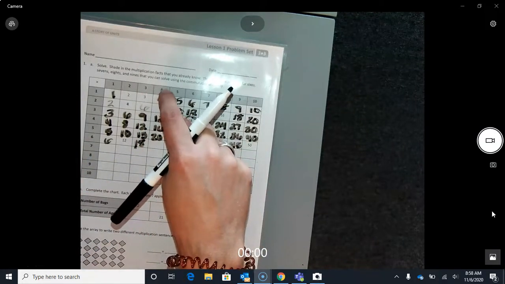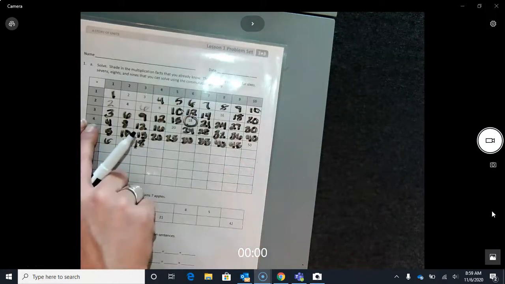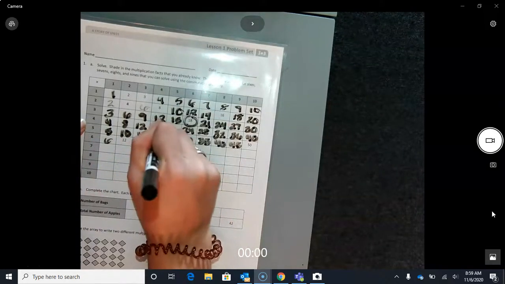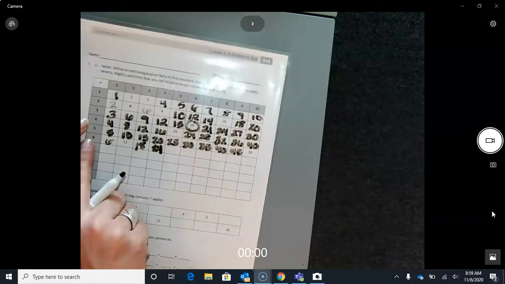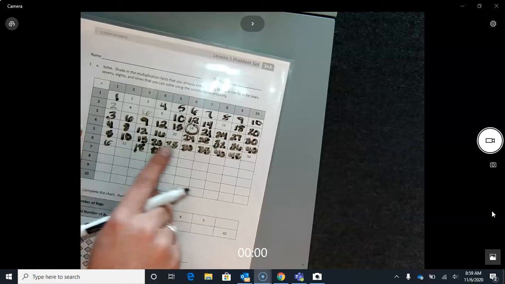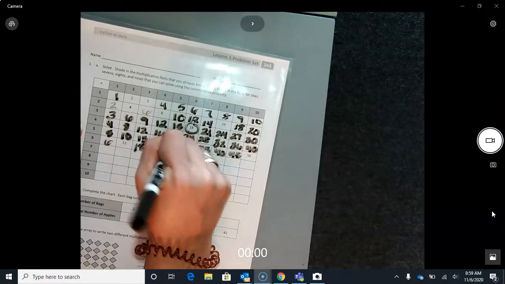Let's see if we can find 4 times 6. Well, we've got our 4's column. Go all the way over to 6. Yes, we've got 24. Now let's see if we can find 6 times 5. Let's see. Well, we have our 5's column. Go all the way over to 6. Boom, we have it, 30.